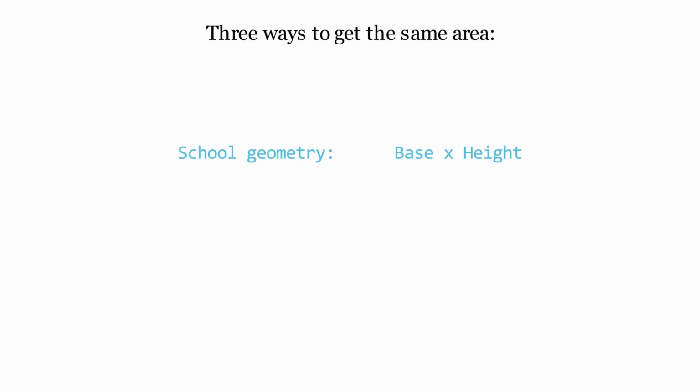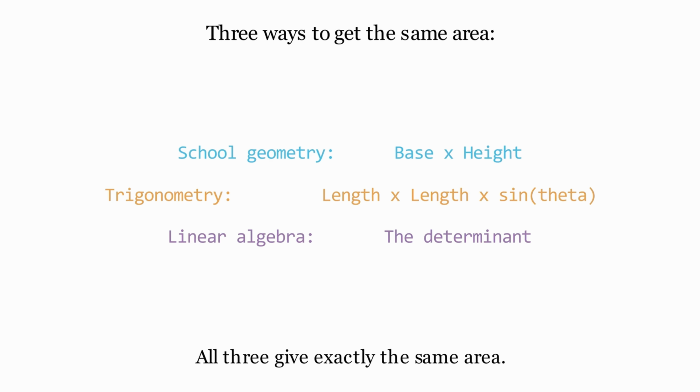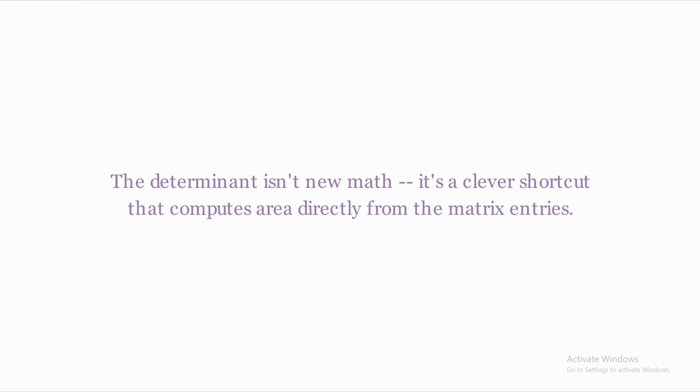There are many ways to calculate the area of a parallelogram. In school, we learn base times height, and in trigonometry, we learn length times length times sine theta. So in linear algebra, we use the determinant. All three methods give exactly the same area. The determinant isn't a new concept. It is simply a clever shortcut that computes the same area directly from matrix entries.